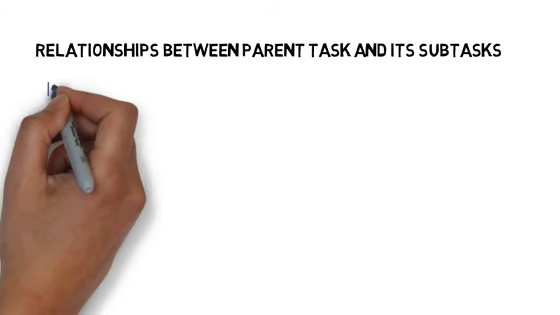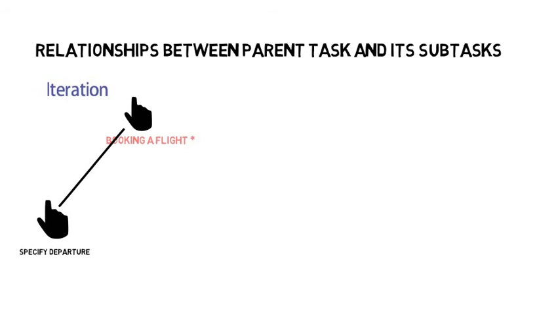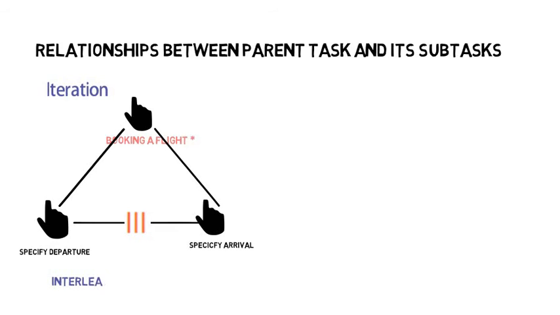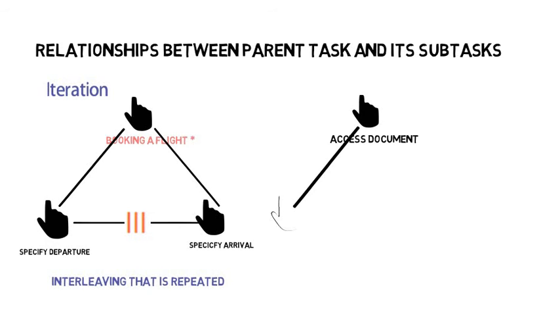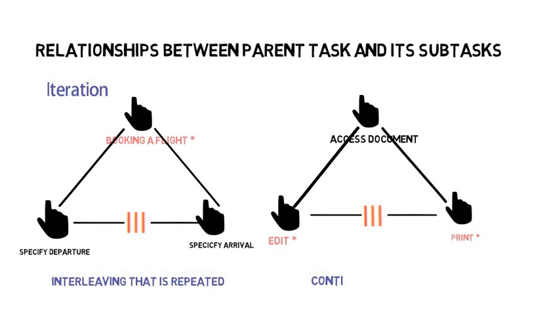Now we will start to illustrate the special cases in relationships between parent task and its subtasks. We can see in the first example, the parent task has an iteration, and the subtasks have an interleaving relationship between them. So in this case, the interleaving will be repeated. In the second example, the iteration exists in the subtasks, and there is an interleaving relationship between the subtasks too. In this case, there will be continuous interleaving.